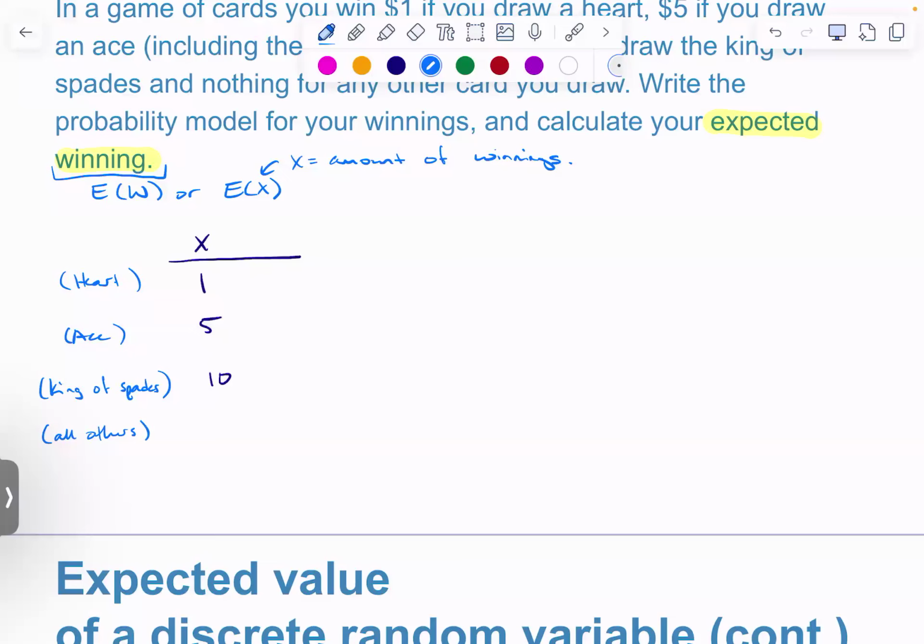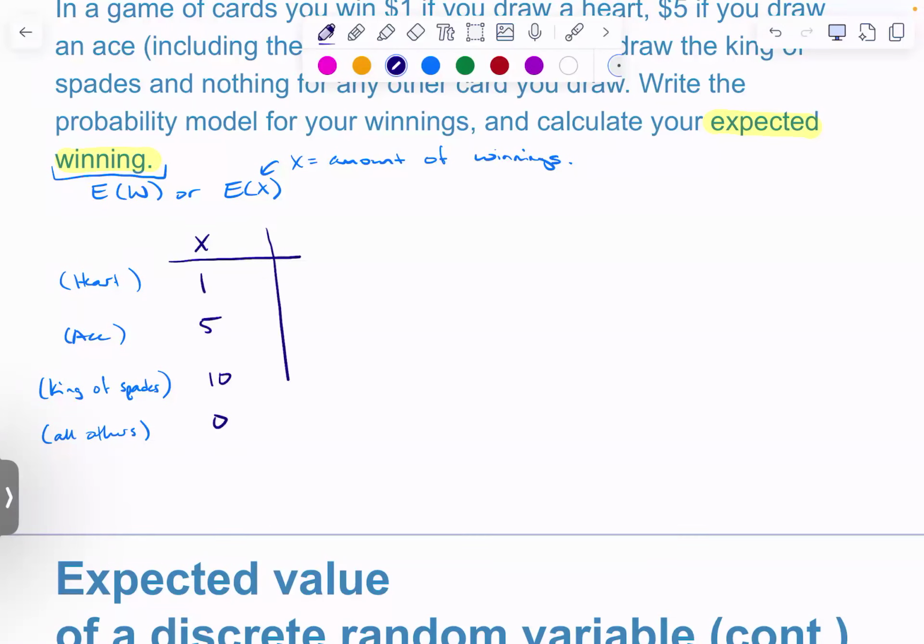All others, which is the complement, right? It's the complement of all these winning ones. You get $0. You don't want to forget about that option, right? Because the probability of drawing all the other ones is quite high, right? And so you need to put a weight of that probability onto that 0, right, in terms of your expectation.